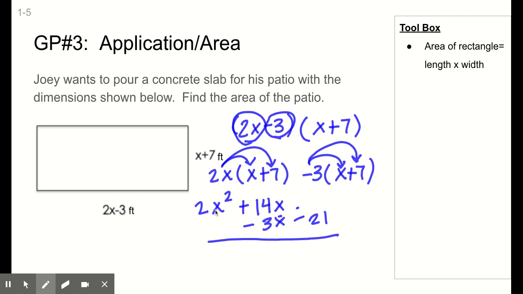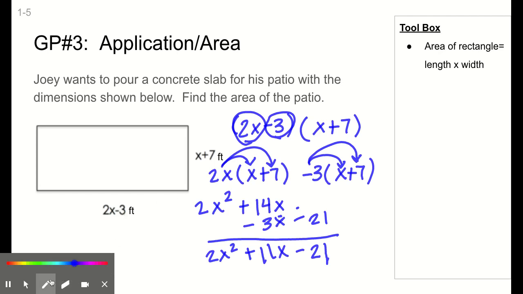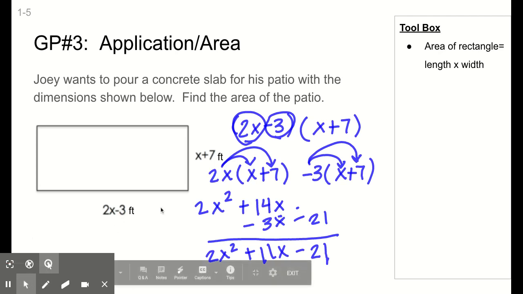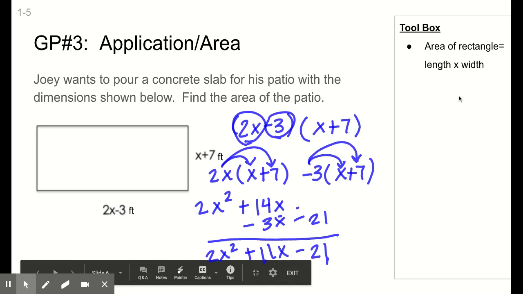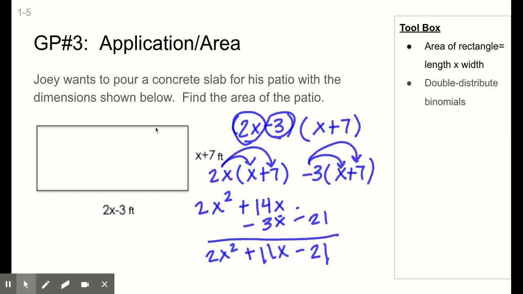We go through now, we combine those terms. That gives us 2x squared. 14 minus 3 gives us 11x minus 21. And again, this is very similar to what we did in GP number 1. We just have to keep in mind that in order for us to find the area, we must multiply the length times the width. So after we did that, we double distributed the binomials.